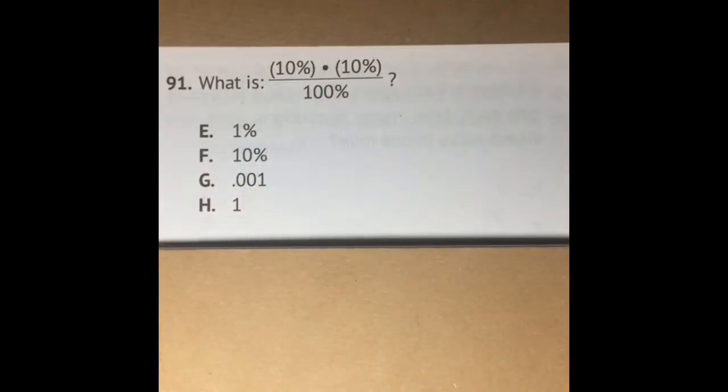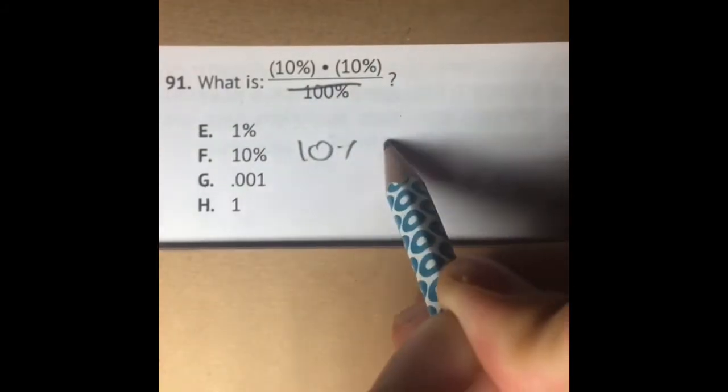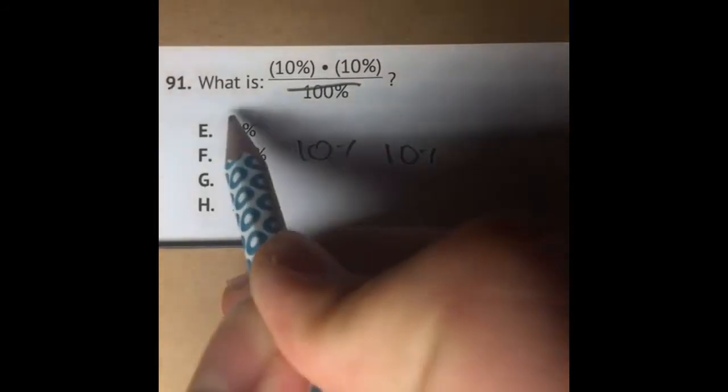10% times 10% divided by 100%. Alright, 100% is just equal to 1, so we could get rid of that. And 10% of 10% is just equal to 0.01, or 1%.